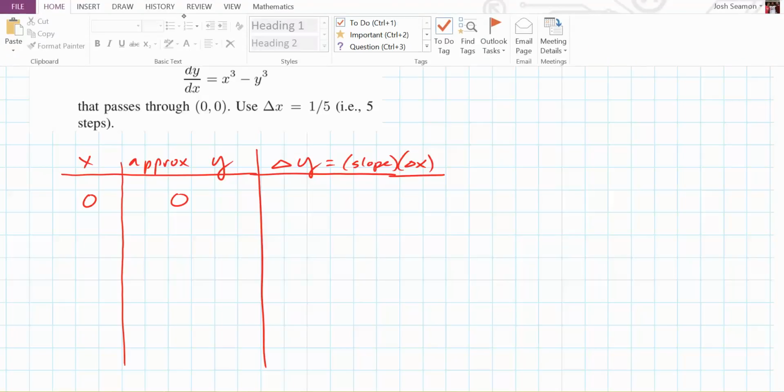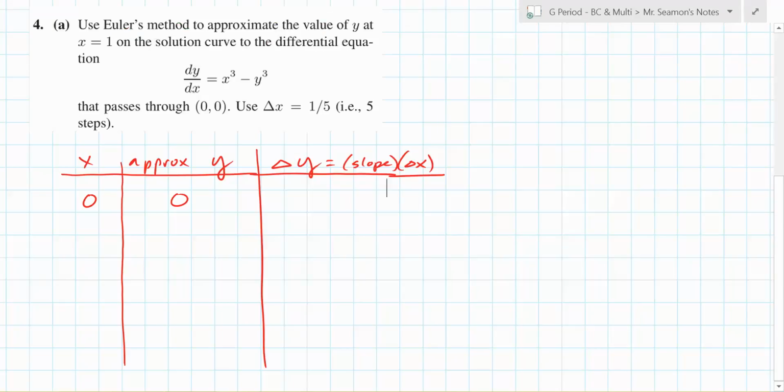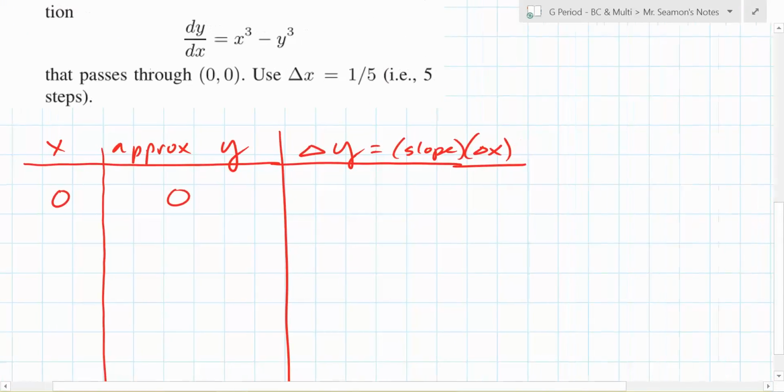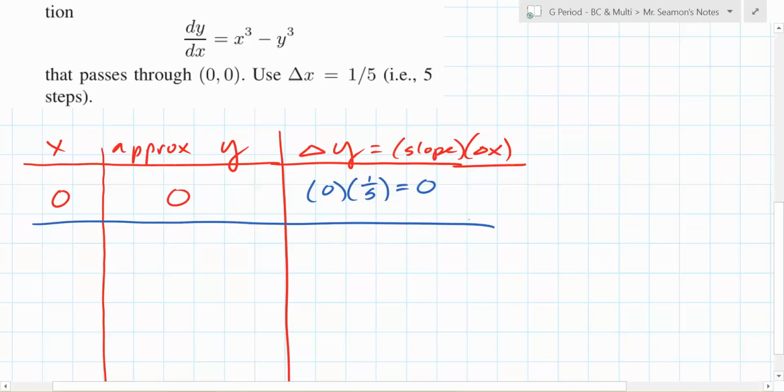So if we start filling these things in here, zoom in a little bit, it's x cubed minus y cubed, so in this case the slope is 0, right? And we multiply by delta x, which is 1/5. So what's the change in y going to be? 0. What's the next x value? 0.2, because it's 1/5. And what do we add to the last y value? So we're still at 0. Okay, that's nice. We're not stuck there. You might think we're going to be stuck there.